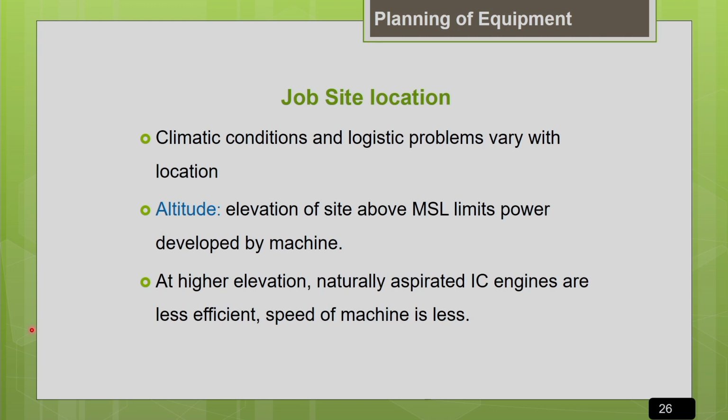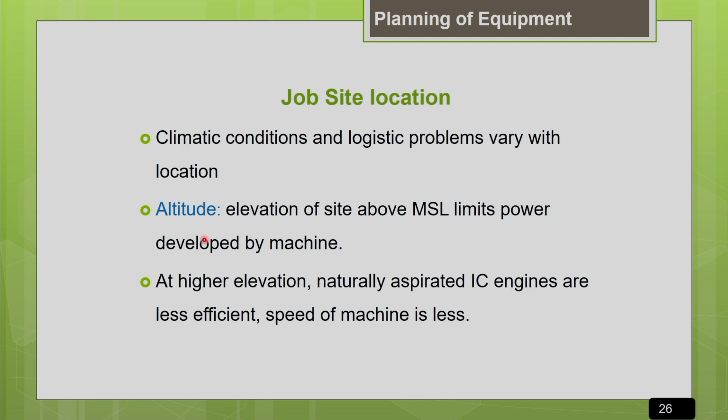Now we are going to see how the job site location is going to affect the selection of the machine. Obviously, it is going to affect the climatic conditions of the place and other logistic problems involved with the mobilization of the equipment to the particular site. All these things depend upon your job site location. One important factor to be considered is the altitude of your job site.